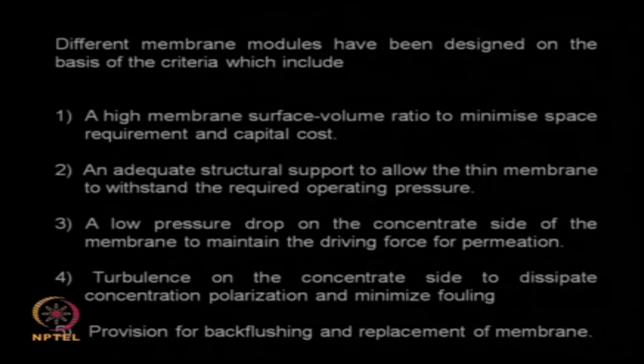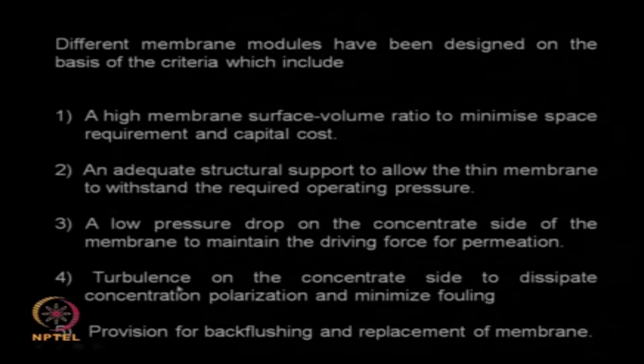Generally our goal is to have a very high surface area to volume. Why are we doing that? We want to minimize the space requirement, and if we are minimizing the space requirement, we are minimizing the capital cost. We will have to have good structural support, because if the membranes are very thin, we need a good backing if we are operating at very high pressure, otherwise the thin membranes will just break. We want to maintain a very low pressure drop on the downstream, that is on the concentrate side of the membrane, to maintain the driving force for the permeation.